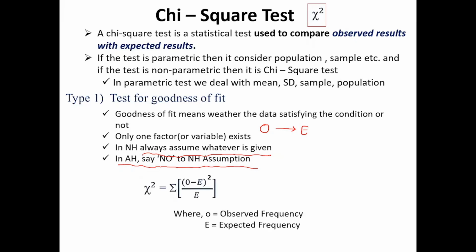The formula for the chi-square test is chi-square equal to summation of (O minus E) whole square upon E. Here O is the observed frequency and E is the expected frequency.